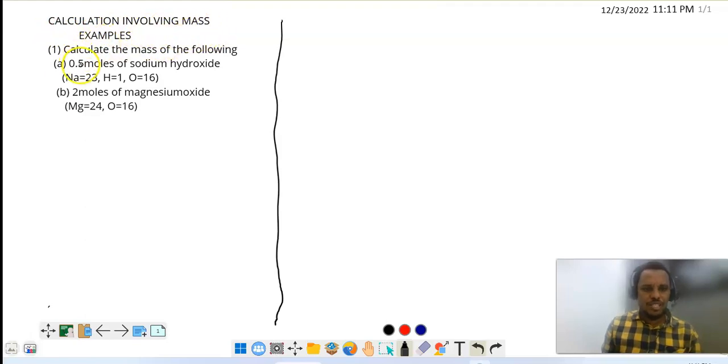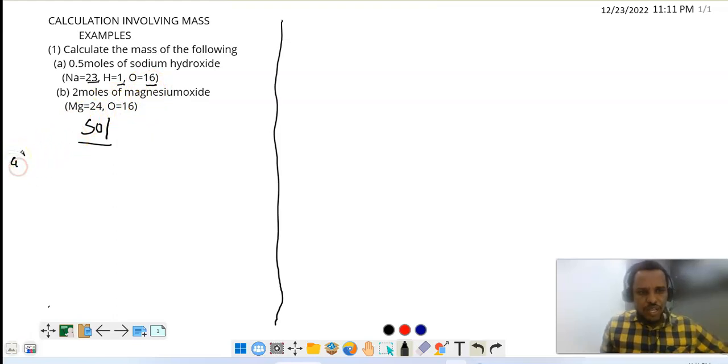So let us see this example. We have example 1, questions A and B. Let us answer question A first. Solution. Question A says: calculate the mass of 0.5 moles of sodium hydroxide. In the bracket we have sodium 23, hydrogen 1, oxygen 16. I don't want to take much time; these things are very simple.